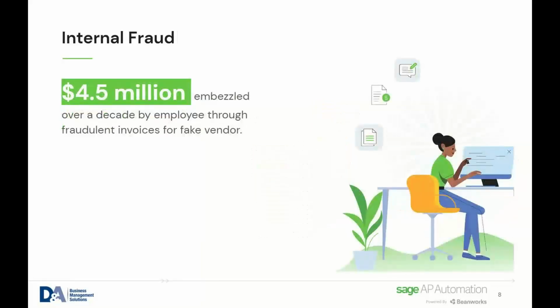Next, we'll go with an internal case of fraud. $4.5 million was embezzled from an Oregon company over a decade by an employee accused of submitting fraudulent invoices for a fake vendor. According to reports, this employee would generate checks in AP to pay this false vendor, wielding their position to then direct those payments to their personal account. The employee reportedly admitted to mail fraud, aggravated identity theft, and tax evasion.